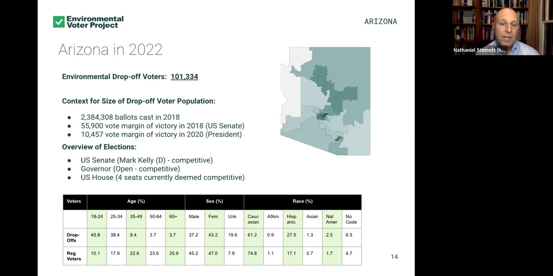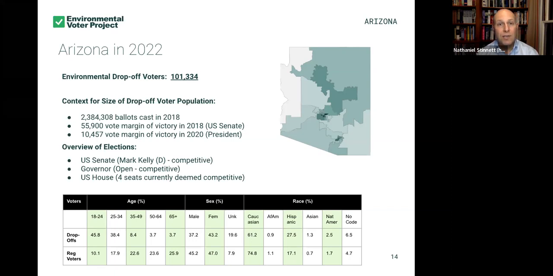Okay, looking at some of the demographic data back there, this is one of those instances where we have incomplete data about the voter's sex. You'll see there's lots of unknown. There are very high unknown numbers in the voter sex data here. That's because Arizona doesn't release a lot of that data, and so it has to be commercially sourced. But you'll see in Arizona, oh my gosh, is this a really young population? Almost 46% of these environmental drop-off voters are 18 to 24.